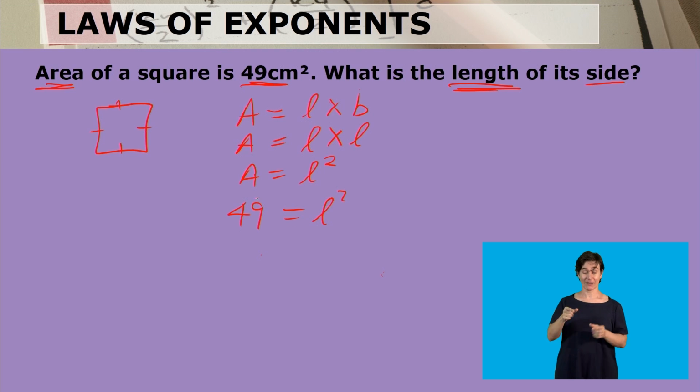Let's convert 49 into exponential form, because L is also in exponential form. Then that would give us 7 squared equals L squared. Now that we have a square on both sides, that means the bases are equal, so L equals 7 centimeters. That's the unit that they gave us. So each length is going to be 7 centimeters of that square.